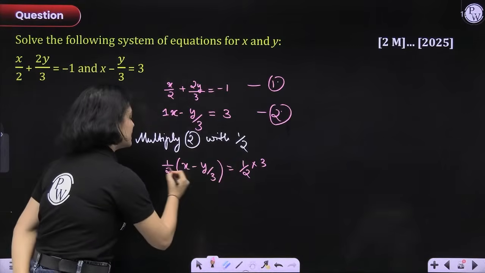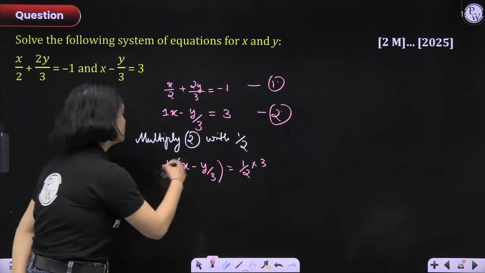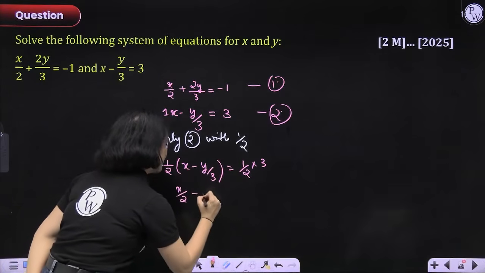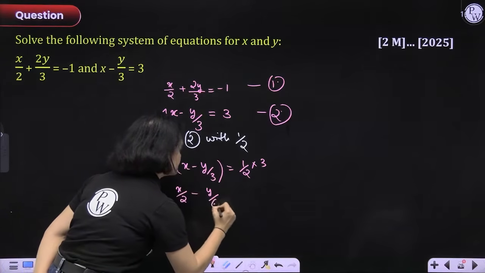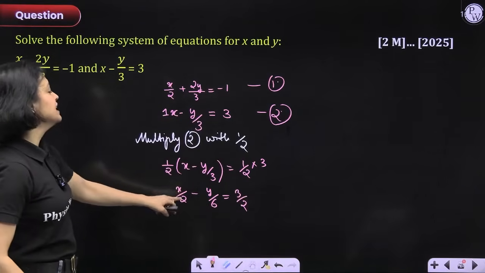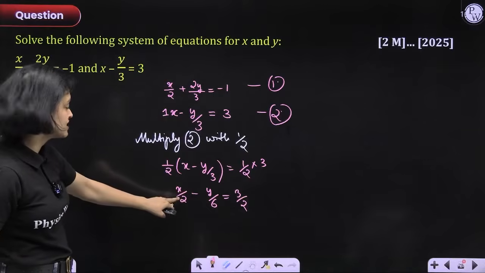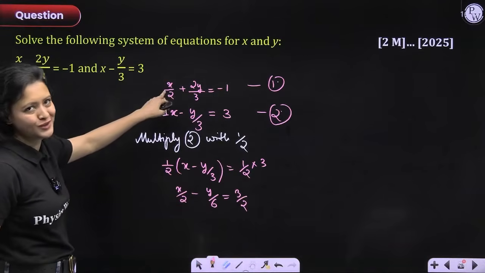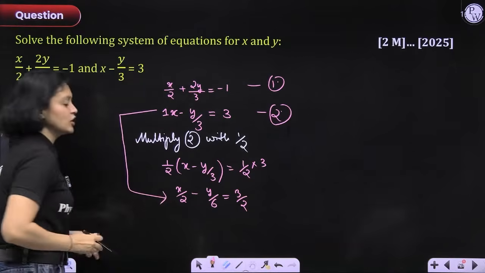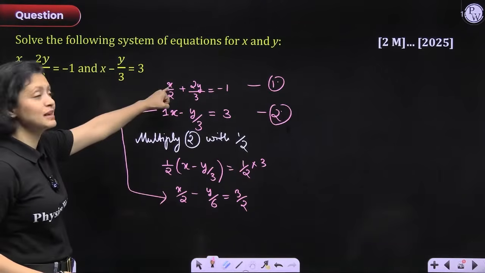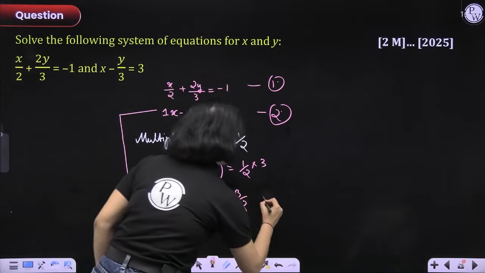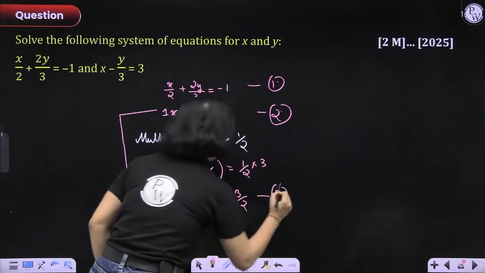Now let's multiply 1 by 2 with both the variables here. So we'll get x by 2 minus y by 6 is equal to 3 by 2. Right? This is what you will get. Now you can see that this has the coefficient 1 by 2, and here also we have coefficient 1 by 2. So we have reduced this equation into another equation with the same coefficient as the first equation. Simple? Okay. Now let's mark this as equation number 3.